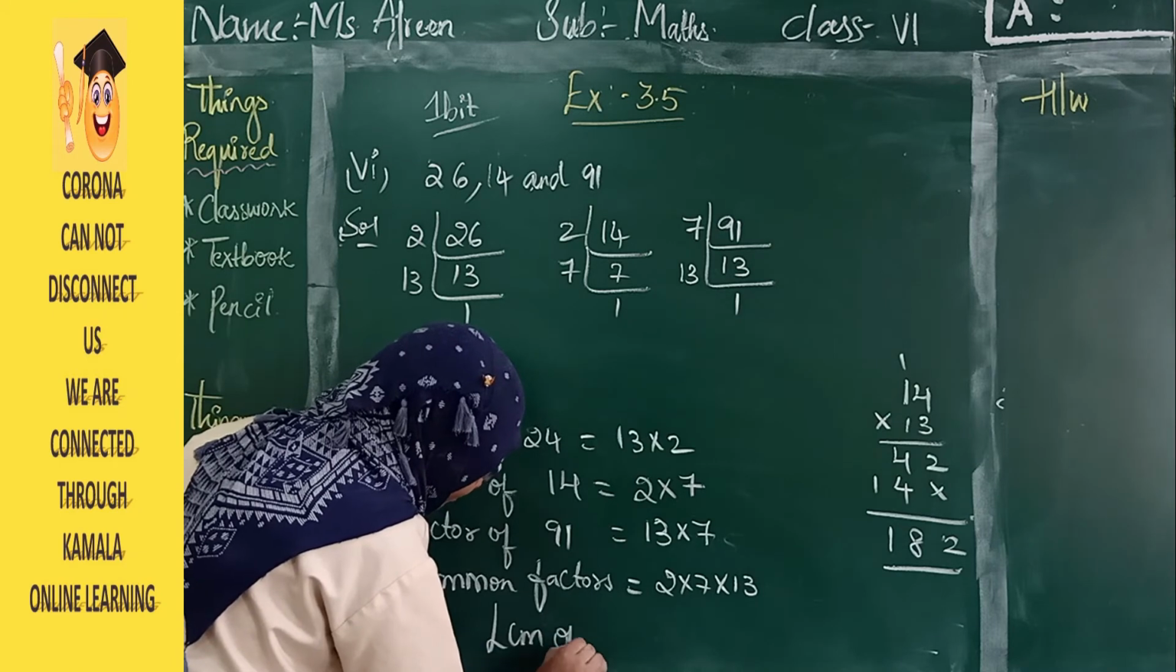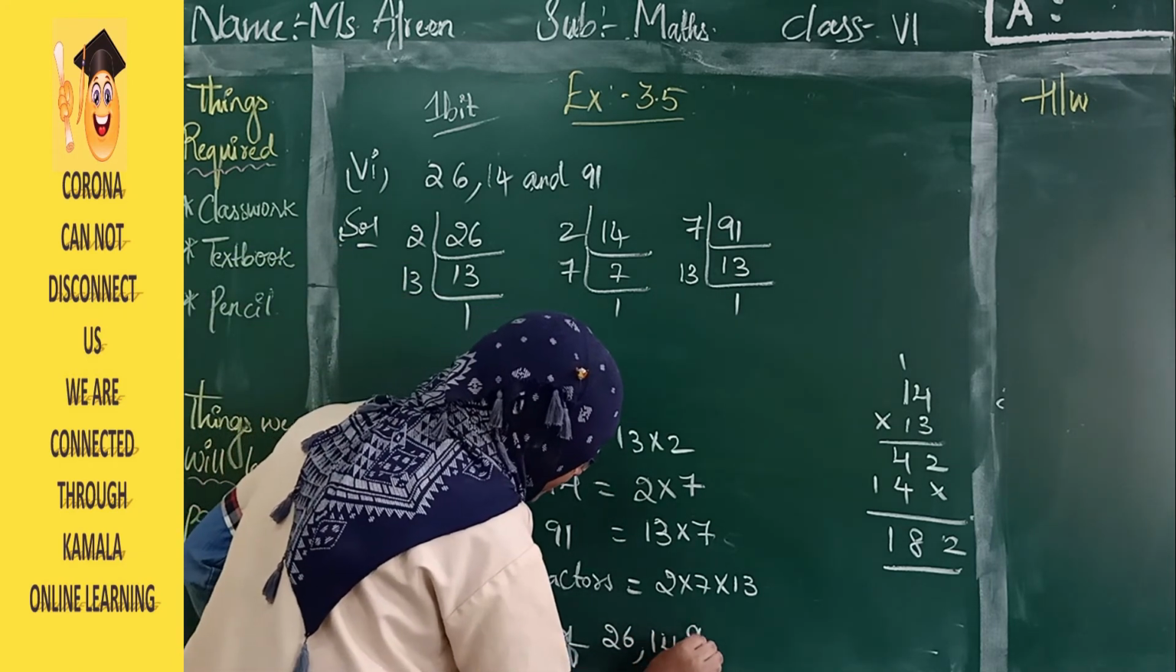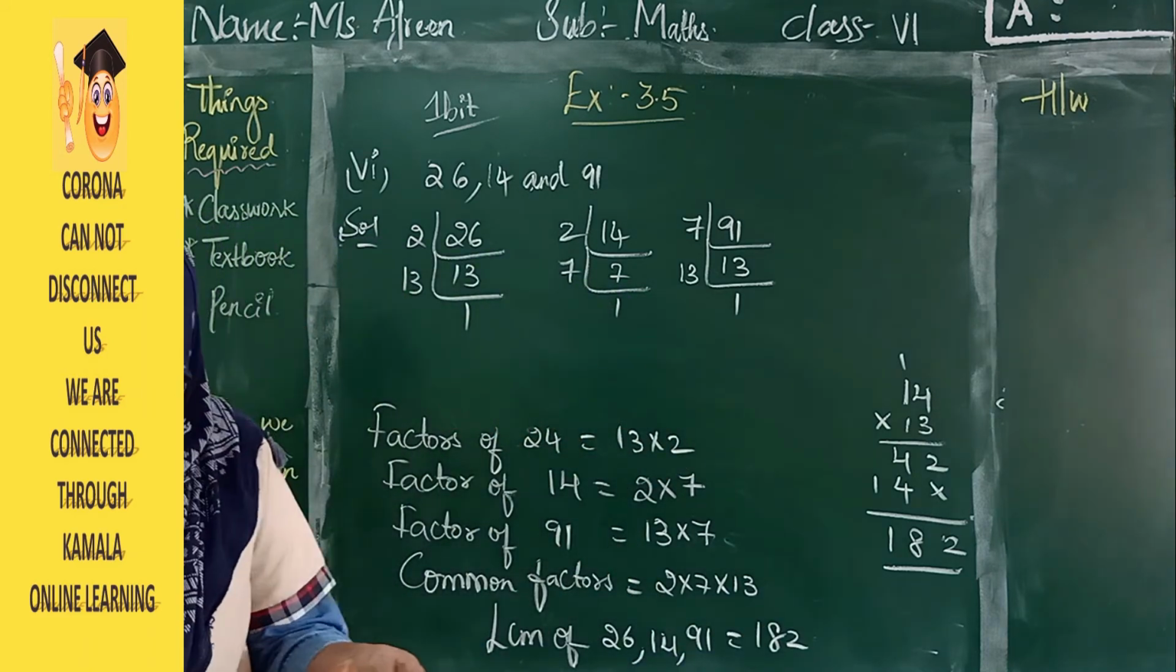LCM of 26, 14, 91 is equal to 182. Okay?